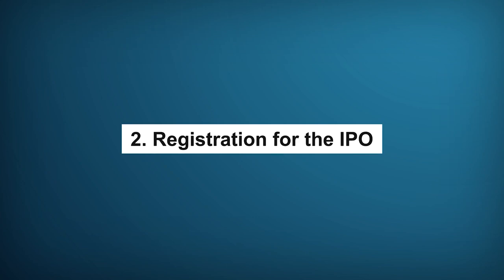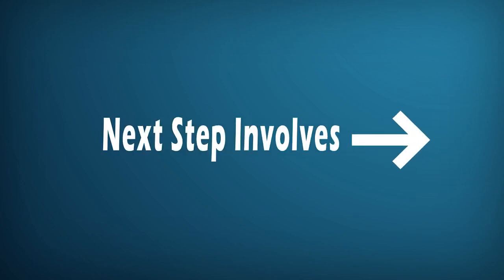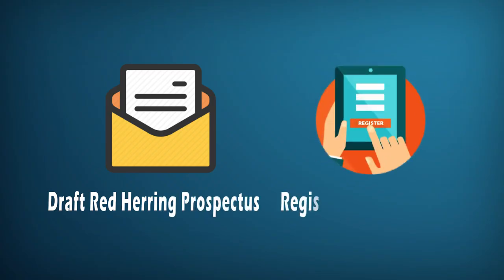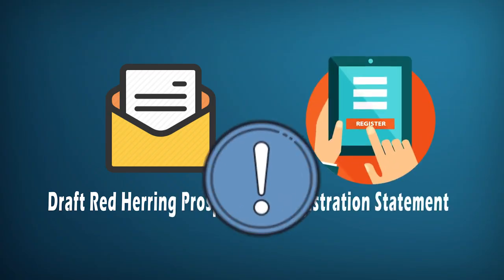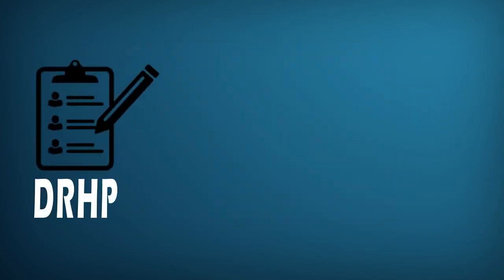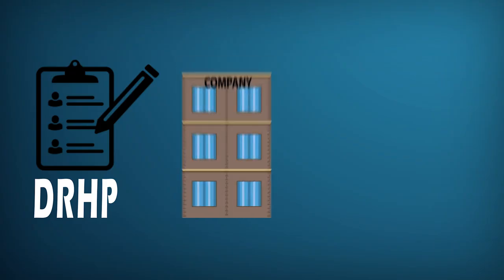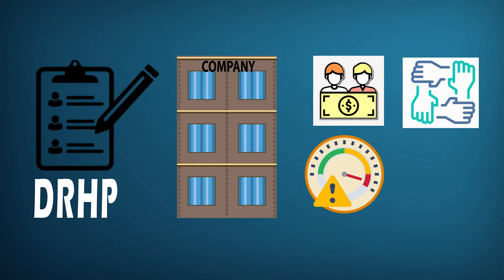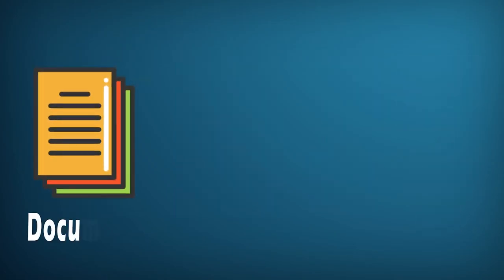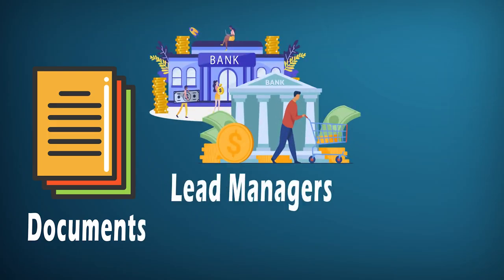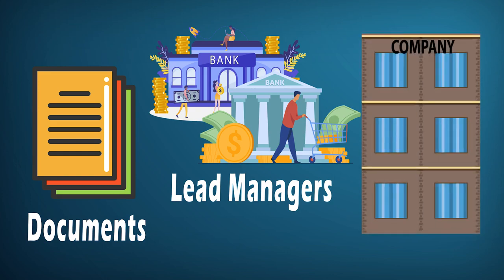Registration for the IPO. The next step involves creating a draft red herring prospectus and the registration statement. This is mandatory as per the Companies Act. The DRHP includes key components about the company, its financials, its strengths and risks, why it is raising funds, and where these funds will be used. This document is prepared by the banks appointed as lead managers in coordination with the company.